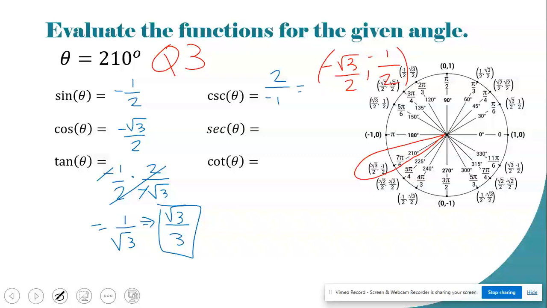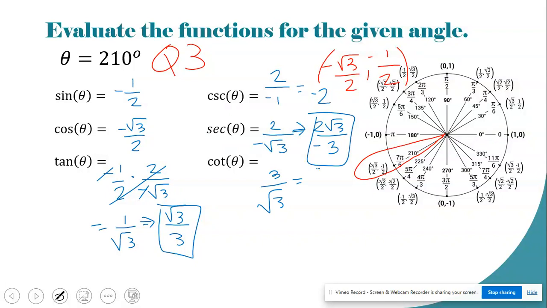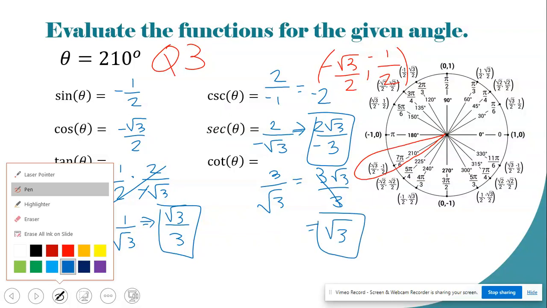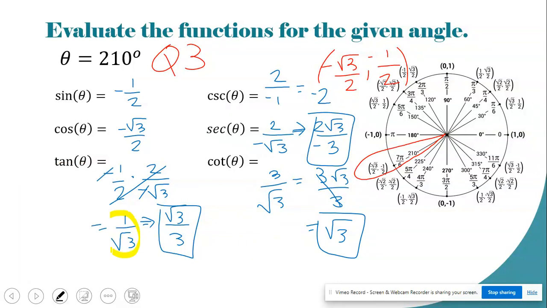2 over negative 1, that's just negative 2. 2 over negative square root of 3. Rationalize that. You'll have 2 square root of 3 over negative 3. And for cotangent, you'll have 3 over the square root of 3. Rationalize will be 3 rad 3 over 3. Oops, I did what I said earlier. It's just the square root of 3. Remember earlier I said you can just take the tangent and take the reciprocal, and the reciprocal of that is the square root of 3. I forgot, and I just went off of my final answer. But like I said previously, it will still work out to be the same.